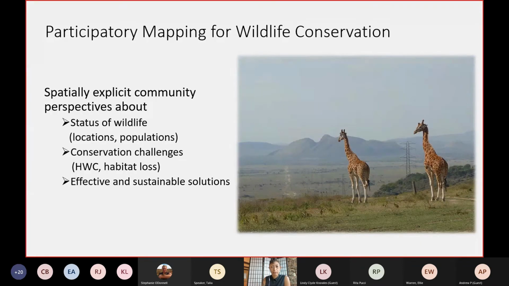And incorporating participatory mapping with other methods is a meaningful way to understand how human perceptions and values interact with and influence ecology and animal behavior. So we can use participatory mapping to involve communities in the research process from the ground up and to gain these spatially explicit community perspectives that help us as scientists and managers to understand the dynamics of conservation challenges and, most importantly, just and sustainable solutions to those challenges.